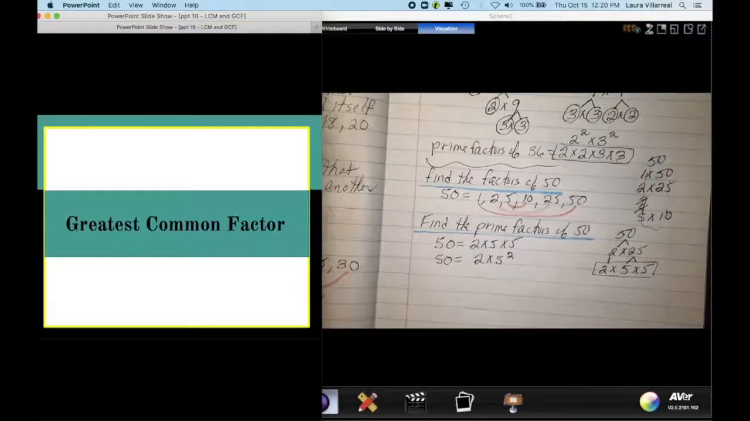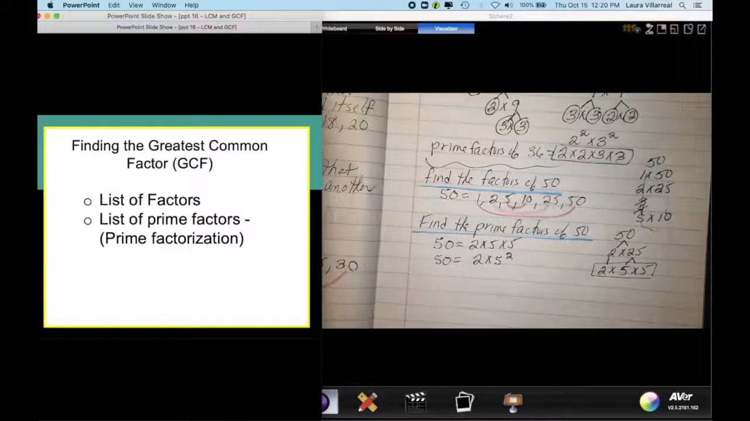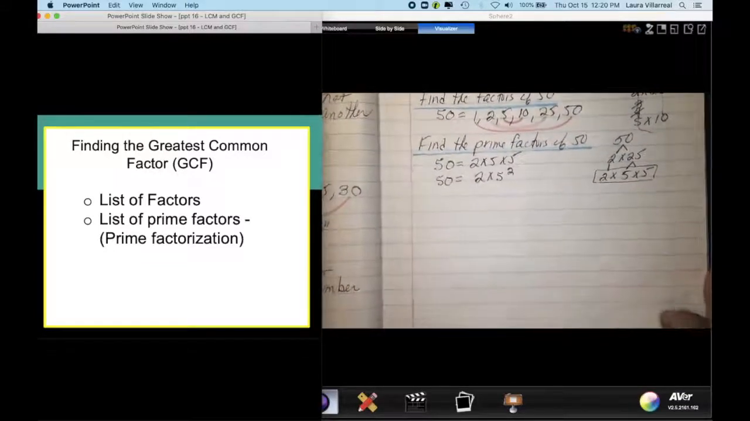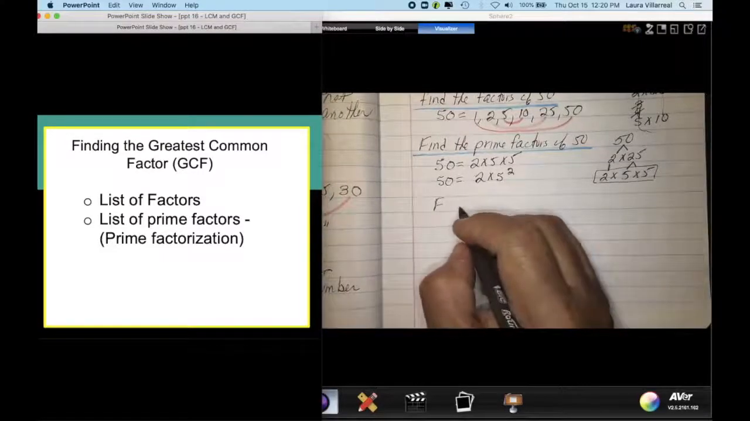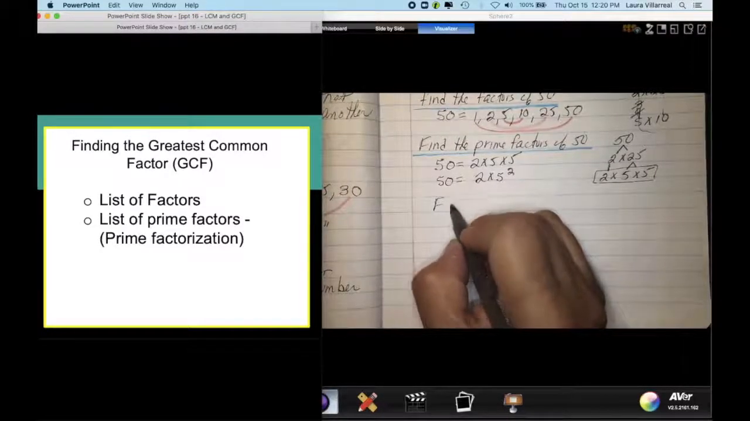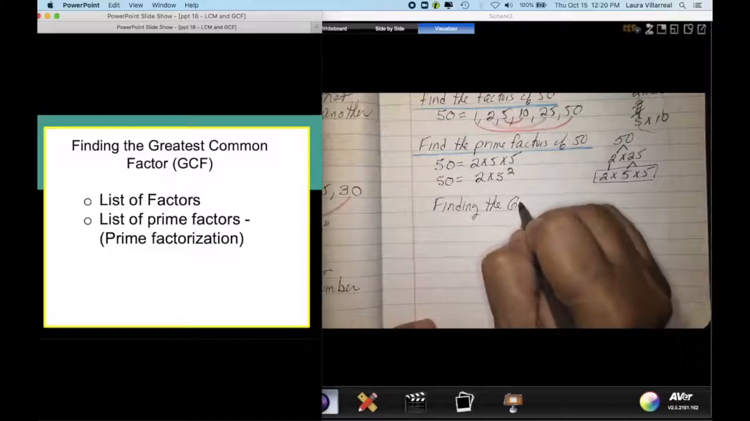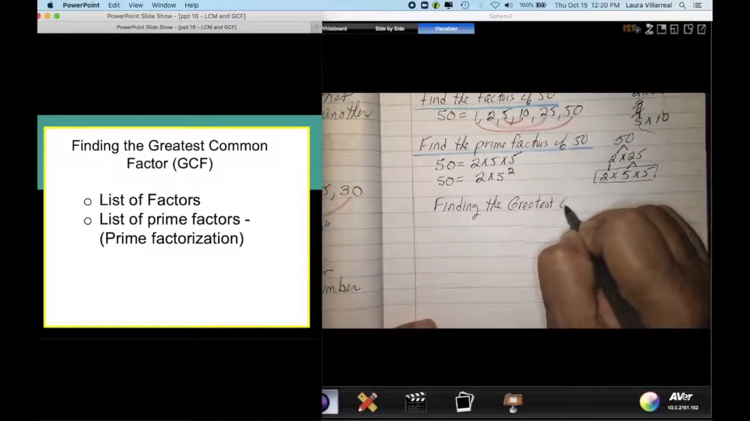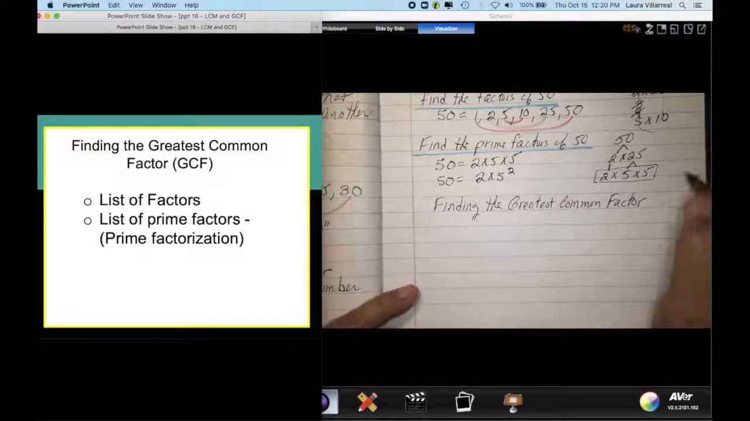Now, why do we need to know the prime factors? We are going to use this information to find the greatest common factor. So let's write some notes down here. I still have a little bit of space. These are two strategies or two methods to finding the greatest common factor. And we abbreviate the greatest common factor as GCF.